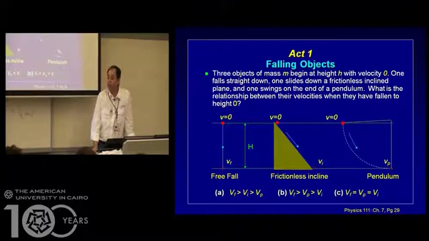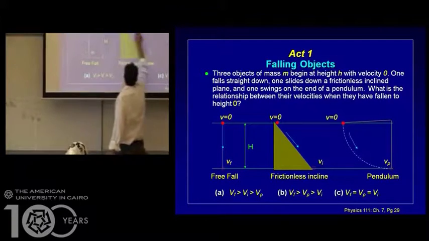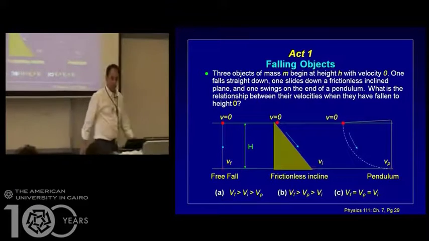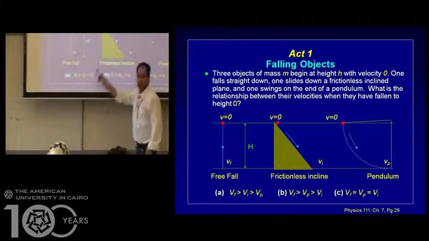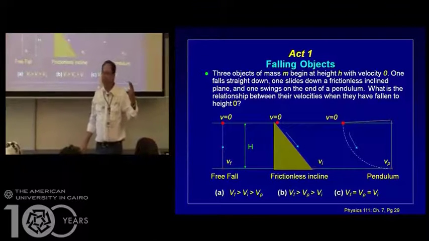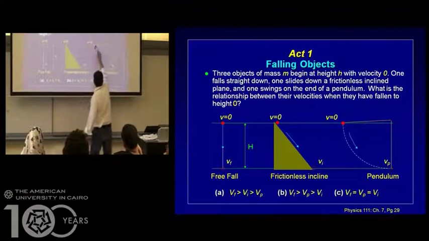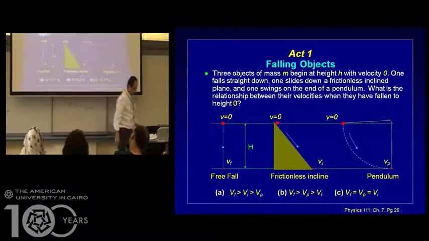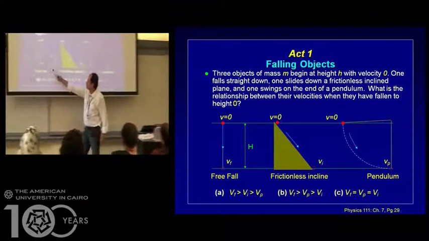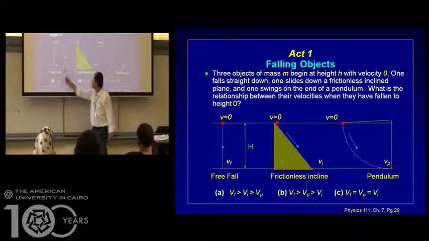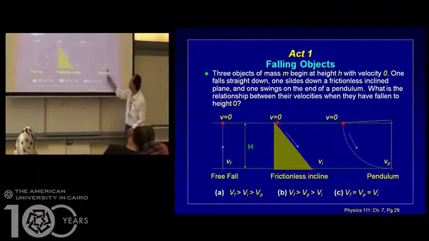Okay, now, we have 3 objects. 1, 2, 3. We're gonna move them from that level to that level through 3 different paths. That way, and that way. And I'm asking you guys to compare the velocity for the first case, Vf, to the velocity of the second case, Vi, in here, to the velocity of the third case, Vp, in here.